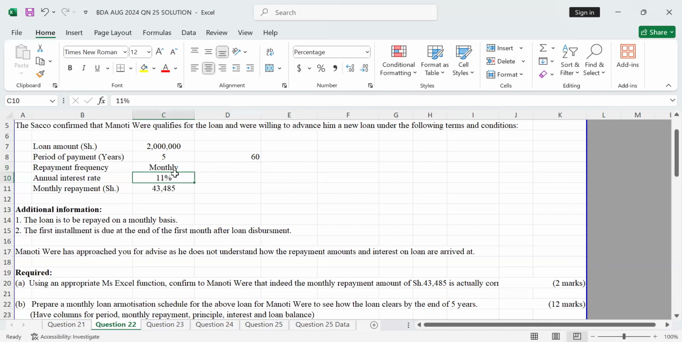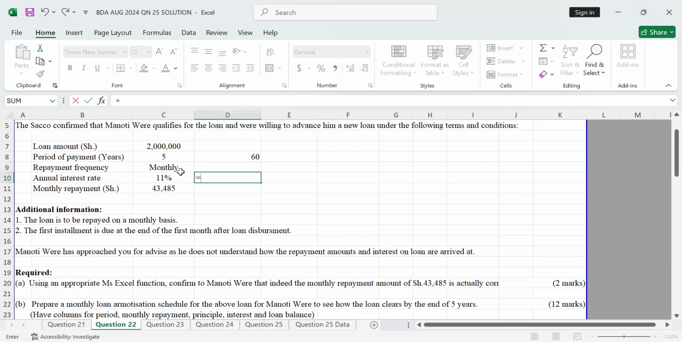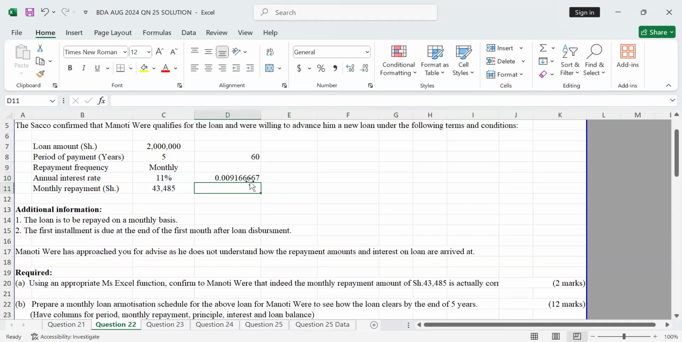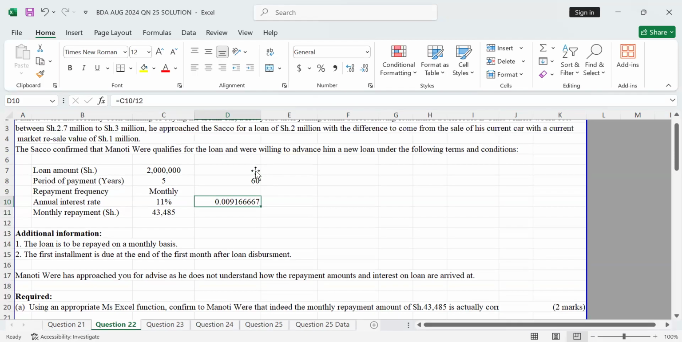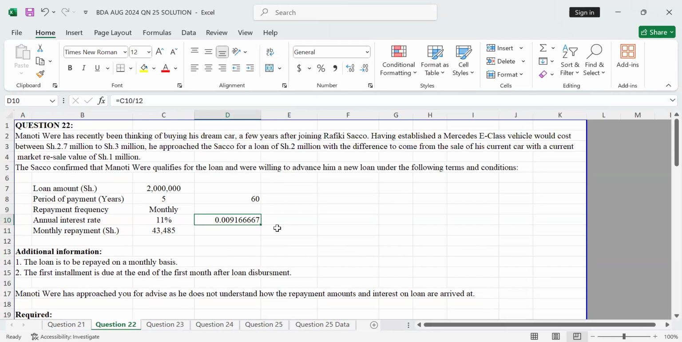Then also here we have the interest rate. This is the annual interest rate. We need to know the interest rate per month. So it is equals the annual rate, divided by 12. That is the rate here. You can reduce the decimal points to around there.